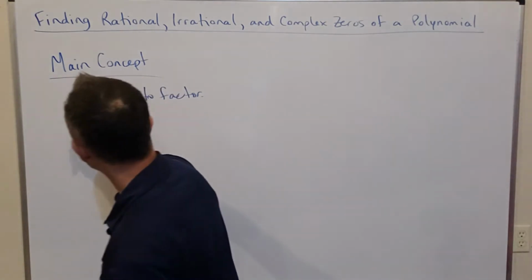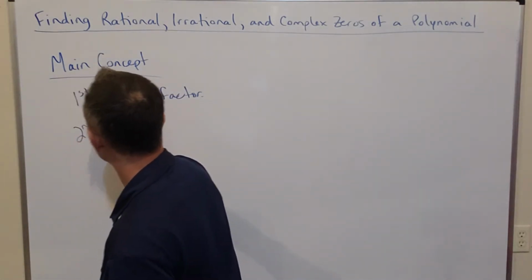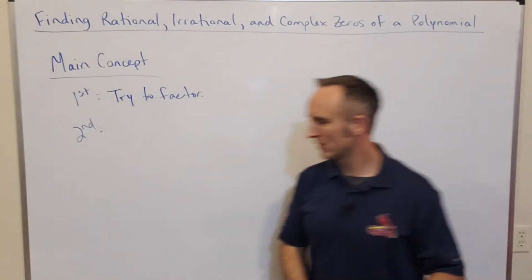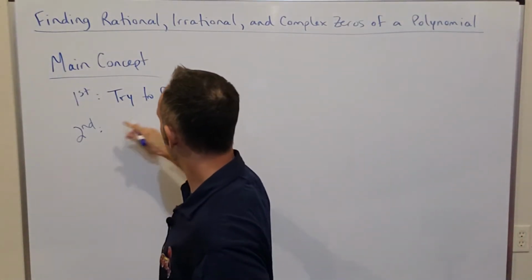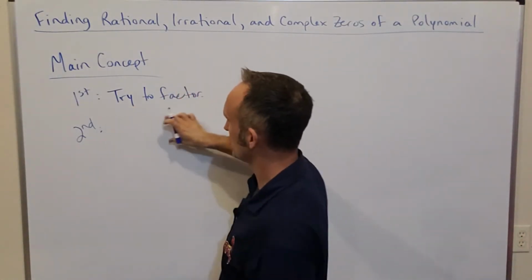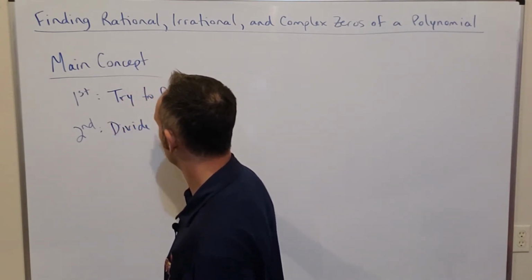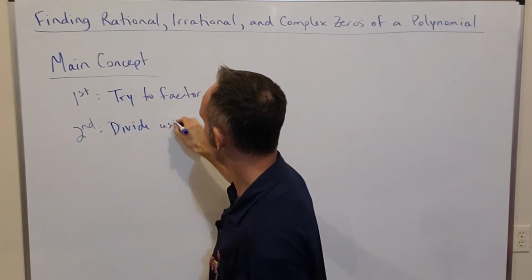All right, so if your basic techniques don't work, then you can't go further unless you can find rational zeros. So the idea now is we're going to divide using synthetic division.